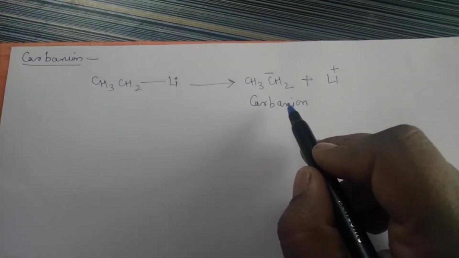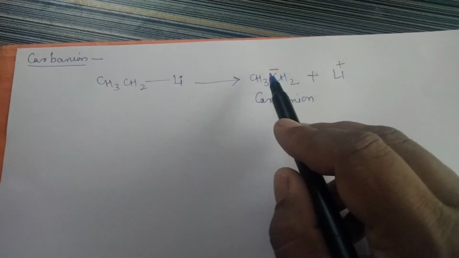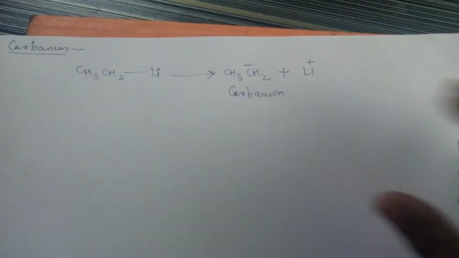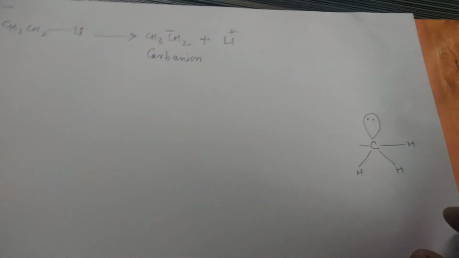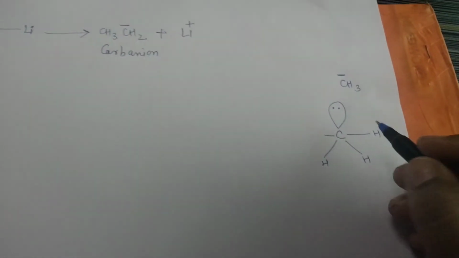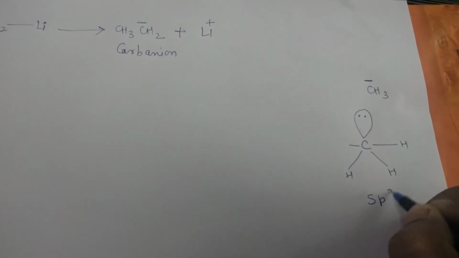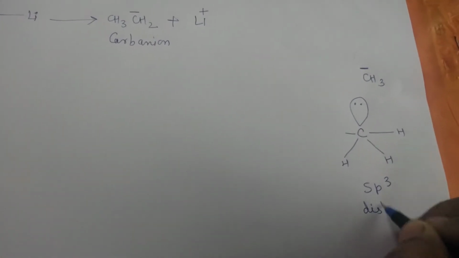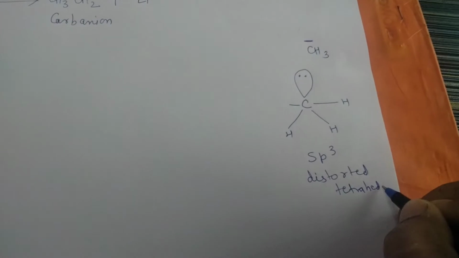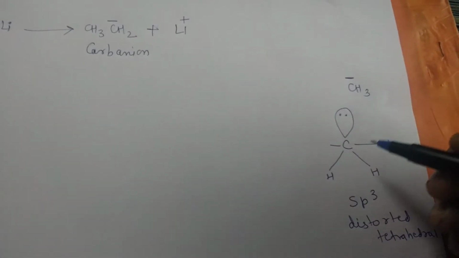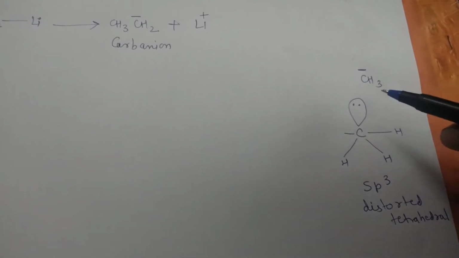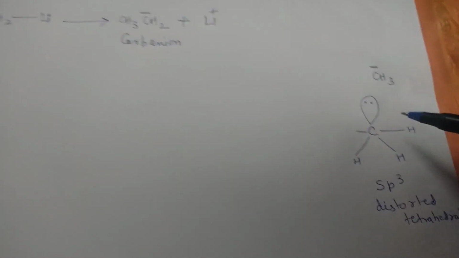Carbanion is also a reactive and unstable species because of the negative charge. Here carbon is sp3 hybridized, whereas in carbocation it was sp2 hybridized. Let us take the example of methyl carbanion. This is sp3 hybridized and its structure is distorted tetrahedral. Now, students, again I am telling you, hybridization is a separate topic which we will study separately.